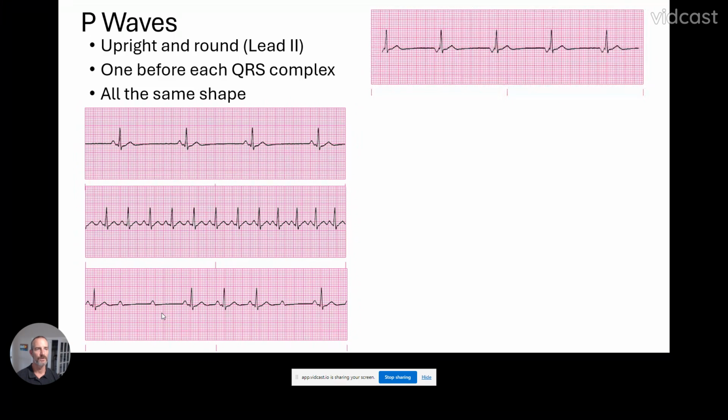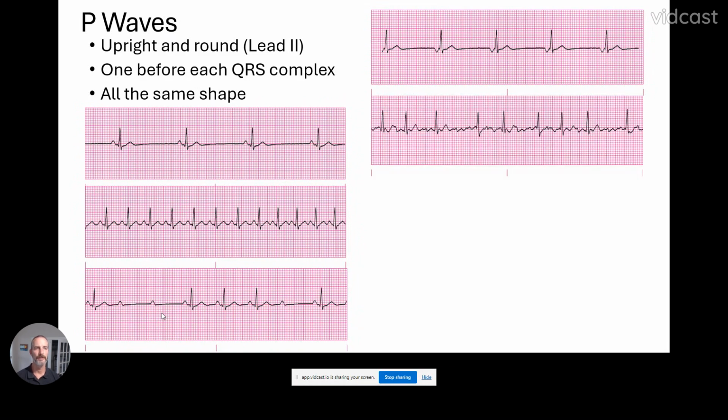All right, so moving over here, we've got an example of P waves that are not upright and round. Those P waves are upside down. They're a little bit tight to the complex. This indicates that we have what is known as a junctional rhythm. Those P waves are upside down for a reason. It's because the electrical activity is being generated in retrograde. It's actually going backwards. When we get into that chapter, which I believe is chapter 6, we'll get into that in a little bit more detail.